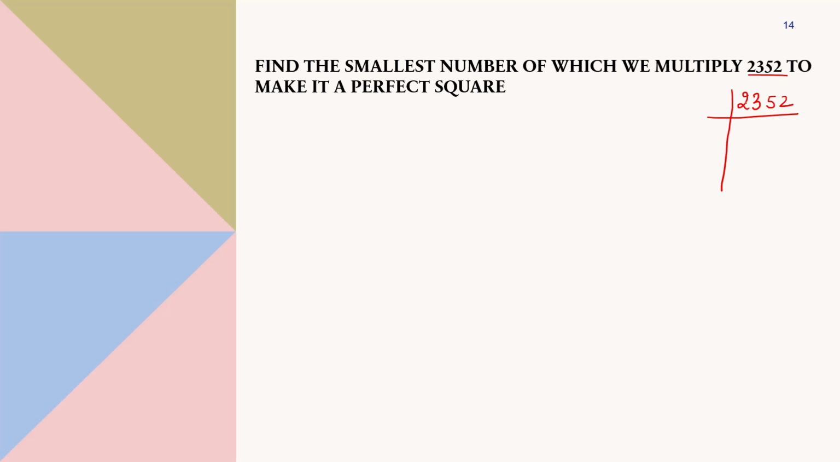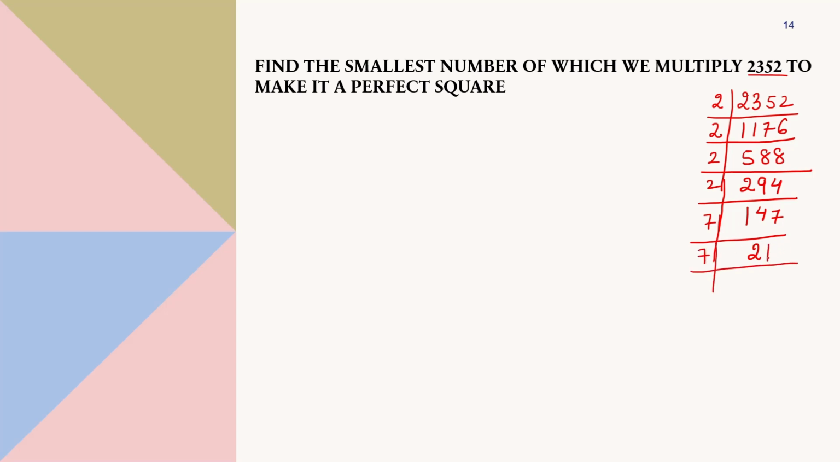Since this number is even, we will start with 2. 2 1s are 2, 2 7s are 14, 2 6s are 12. Again it is divisible by 2. 2 5s are 10, carry over 1, 2 8s are 16. Again 2 2s are 4, carry over 1, 2 9s are 18. Again divisible by 2, 2 4s are 8, carry over 1. 7 is left. It is divisible by 7, 7 2s are 14, 7 1s are 7. Then again it is divisible by 7, 7 3s are 21, and 1 remains.